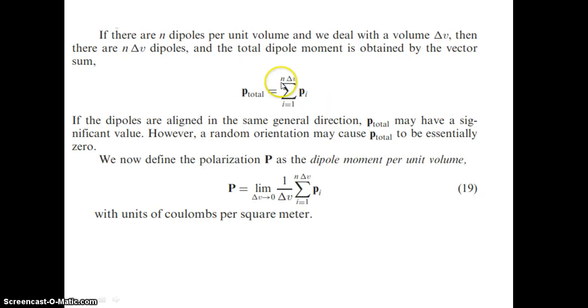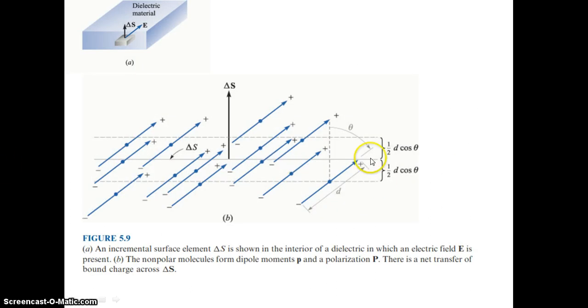And for polarization, if we consolidate the dipole moments over a volume, then the total is called the total dipole moment. The total dipole moment per unit volume is called the polarization. So if you divide by del V, per volume, it is called the polarization. This diagram shows the dipole arrangement in a dielectric material: positive and negative charges separated by a distance d.